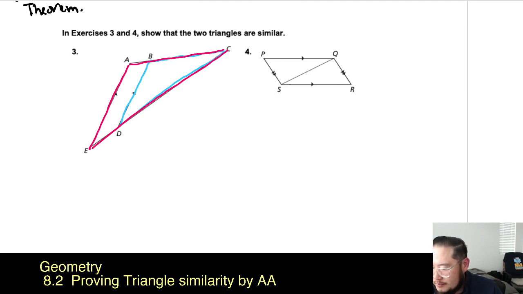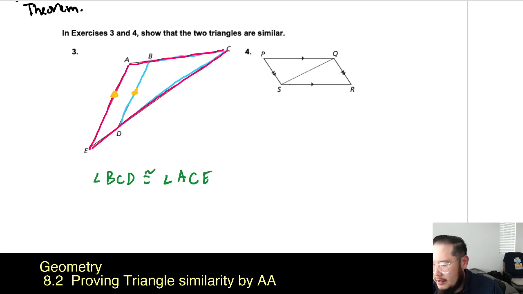And in order for us to say that, we can go ahead and put angle BCD is congruent to angle ACE. Okay, so we have one set of congruent angles. Now remember, we need two sets of congruent angles. So there's another piece of information that they give us: if we look at AE and BD, they're parallel.